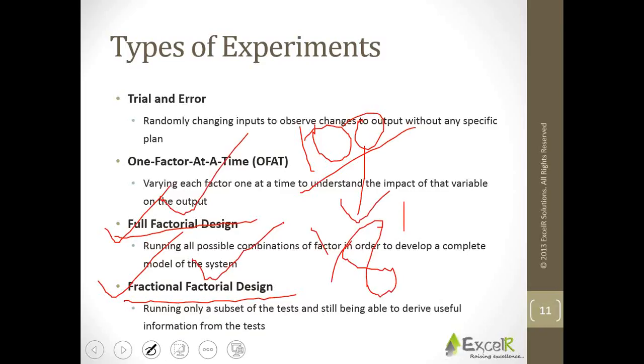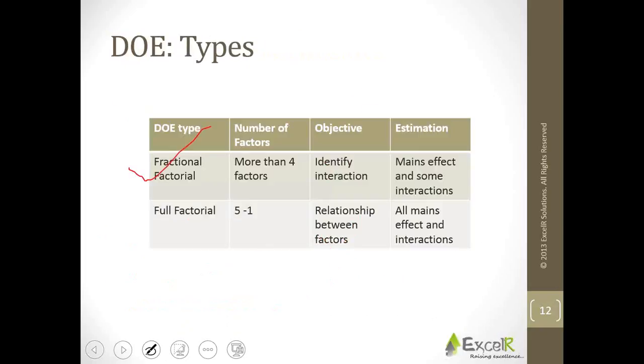You run only a subset of tests, and still you'll be able to derive some meaningful information from those tests. So fractional factorial, whenever you have more than 4 factors, just as a thumb rule, that is when you try to use fractional factorial design. It identifies the main effects, and also a few interaction effects, not all the interaction effects.